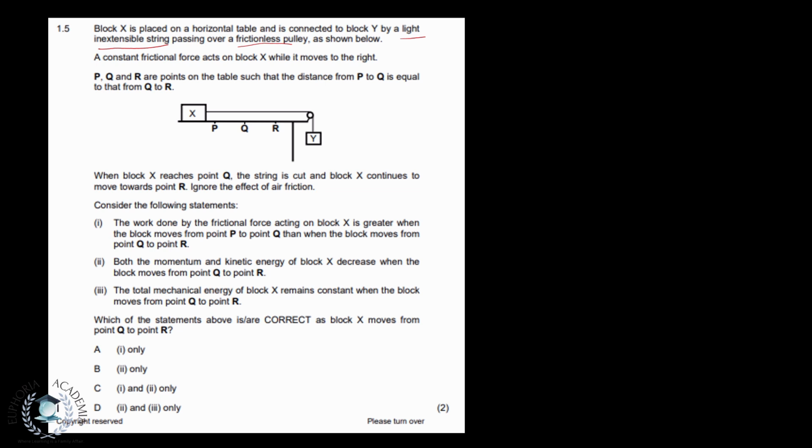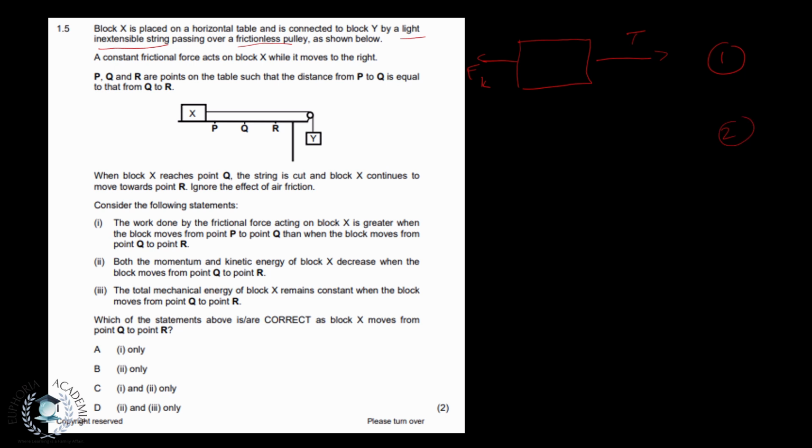Ignore the effect of air friction. So what happens? Alright. So we have this string of a particular tension. I'm just going to draw the forces in the horizontal orientation, and we have some frictional force Fk. Alright, so this is situation number 1.